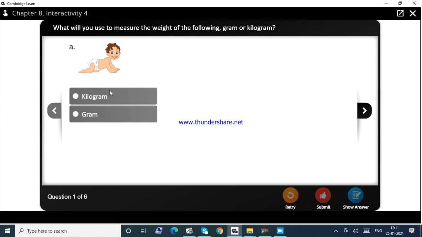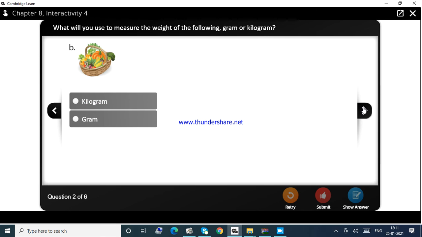Here, a child's weight is kilogram or gram? The child's weight is kilogram. Then B part, the fruits' weight is measured in kilogram because it is a heavy object.